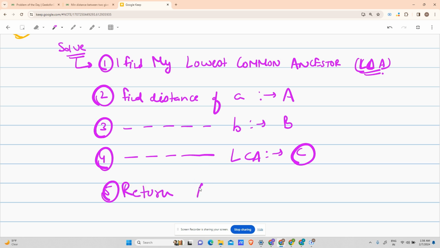what I have to return? A plus B minus 2 into C, right? This is your whole pseudo code. These are the main steps, all right? If you know LCA very well, just code down the LCA and move the distances, and then you have your answer. If you don't know the LCA, stay with me.